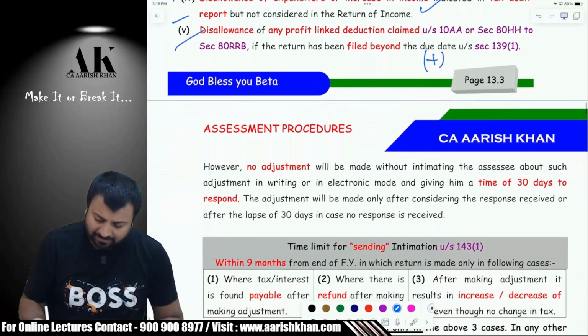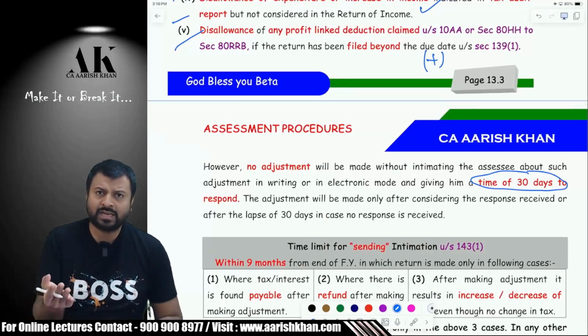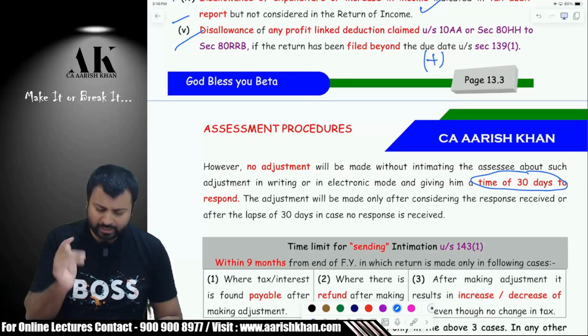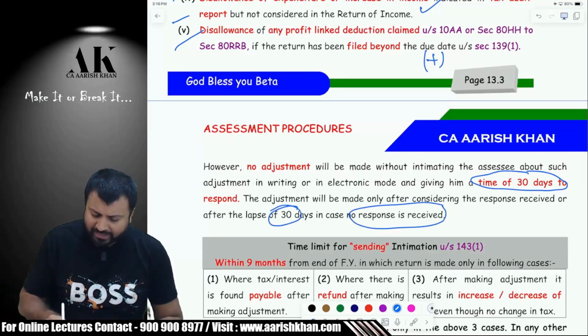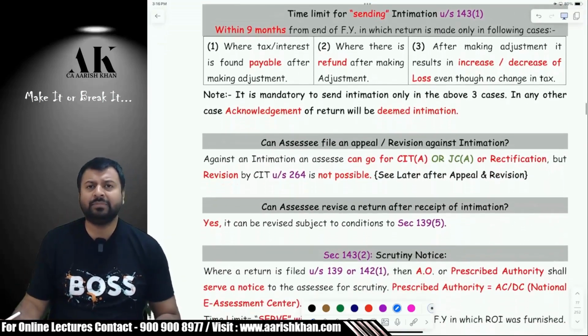No. The department will give you 30 days time to reply. If you reply in 30 days and give your genuine reason, then they will not add back. But if you don't reply in 30 days, they will make a final intimation and they will raise a demand notice on you. Okay. Now, sir, what is the time limit to send an intimation?